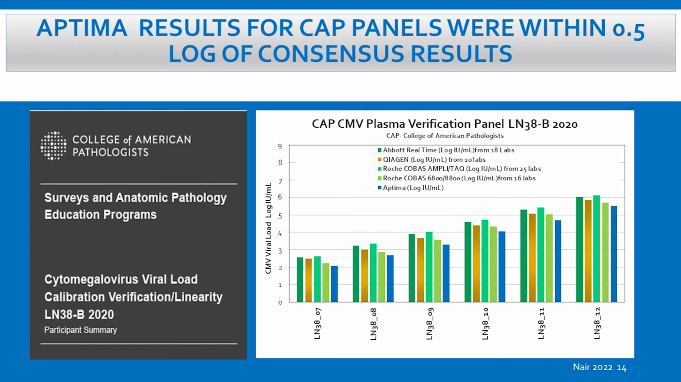We took it one step further to look at commutability. Looking at clinical samples is one approach. A wider net to look at the same thing is by using the CAP panels. We tested the 2020 CAP panels, which give you results in many different tests, ranging from Abbott in green here, and there's QIAGEN, Roche COBAS TaqMan, COBAS CMV, and Aptima in blue here. As you can see, mostly all the results in all these assays were generally within half a log, with best agreement seen between Aptima results and the Roche COBAS CMV test.